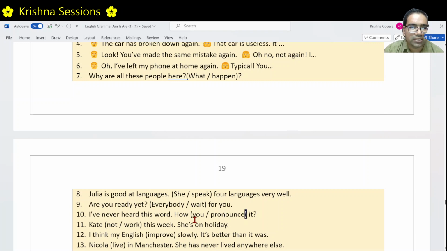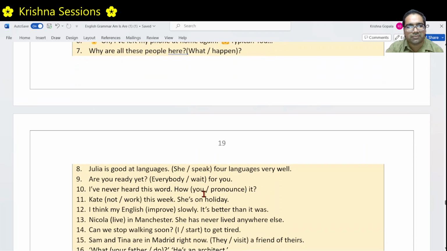Verb form. It should mean simple present. How do you pronounce a word? What is the capital of a city, of a country? Right. This is a general fact. This is a general thing. This is a permanent thing. That's why it should be in simple present.